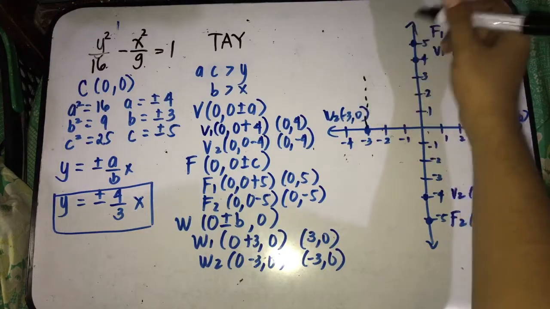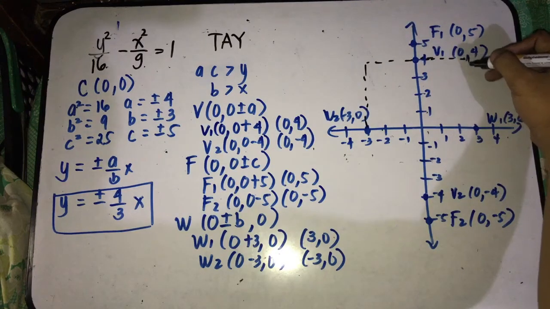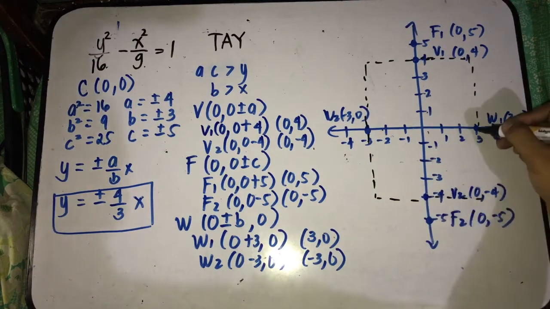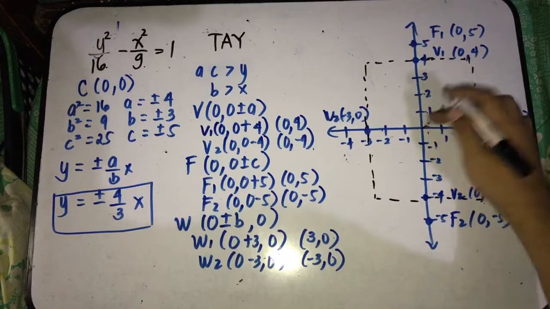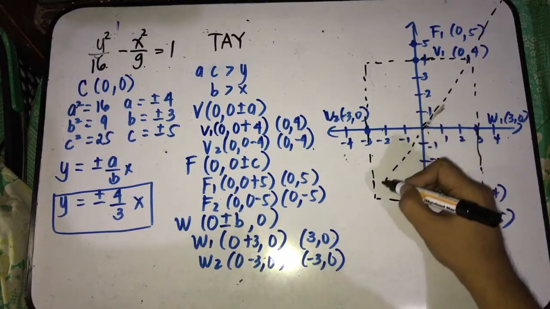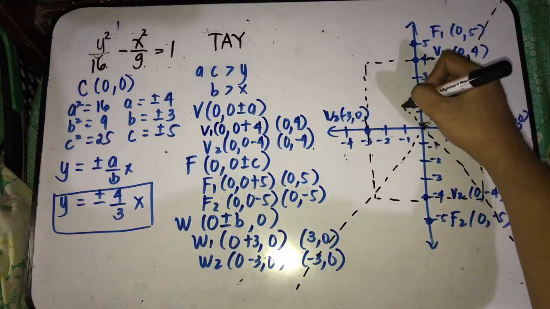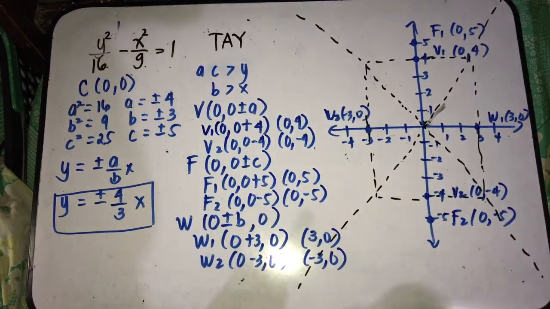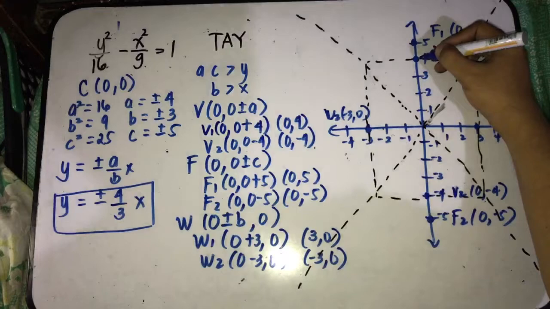So we're now ready to graph the auxiliary rectangle. For the auxiliary rectangle, this will be the graph, and this will serve as the pattern for our asymptotes. So we will be using the diagonals of the auxiliary rectangle because those diagonals will serve as the asymptotes of our hyperbola. And if you're given the equation of the asymptotes, remember that their intersection is just what we call the center.